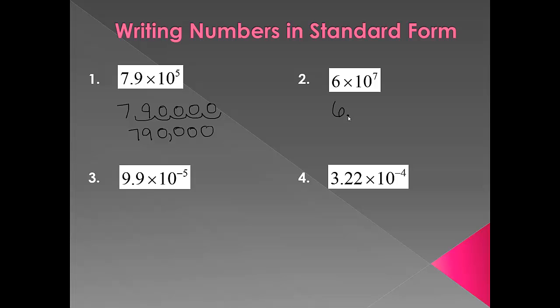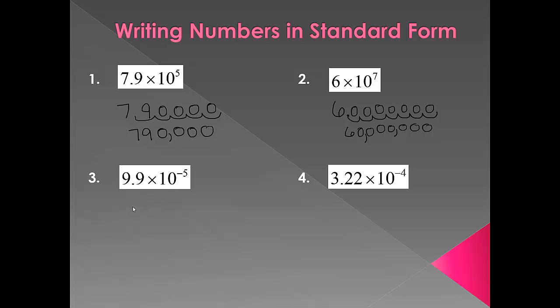So now we'll move it 7 places. So we have 1, 2, 3, 4, 5, 6, 7. So now we're going to put in our zeros. So we have 6, then 0, 0, 0, 0, 0, 0, 0. So that's going to be 60 million.